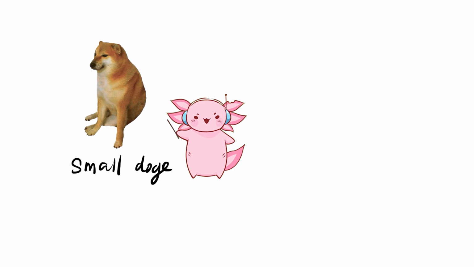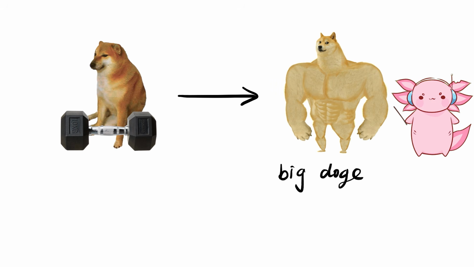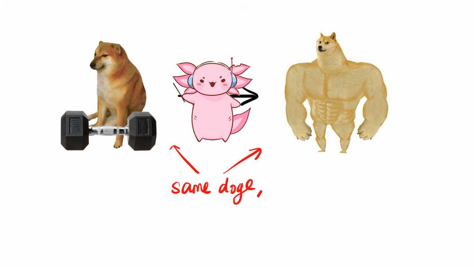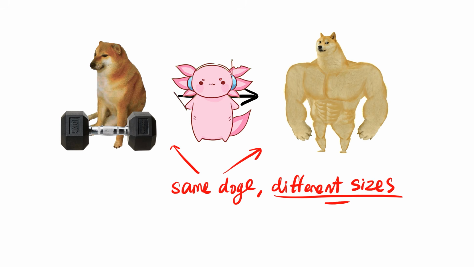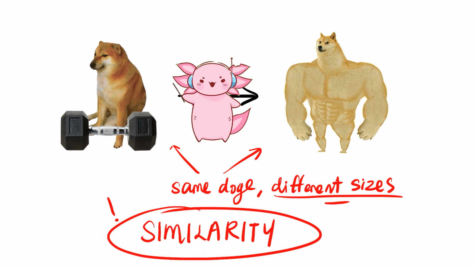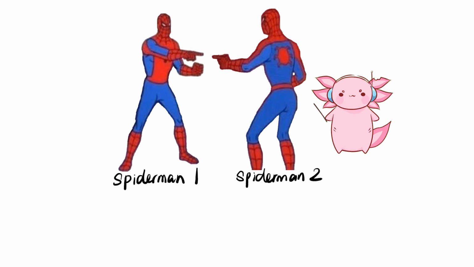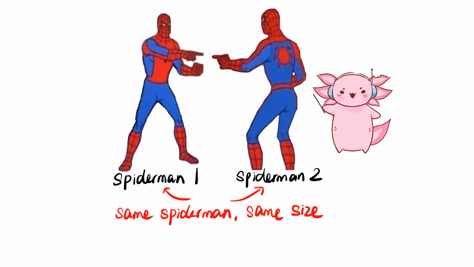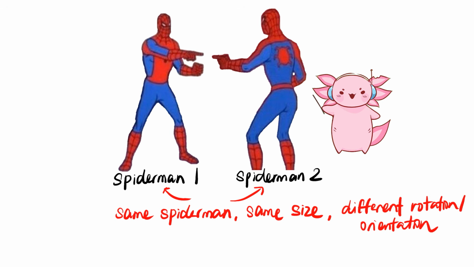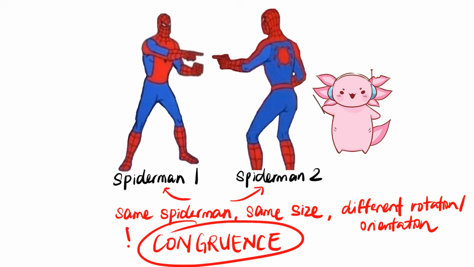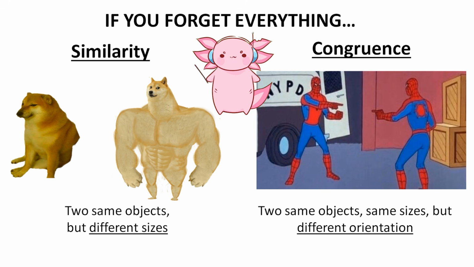Let's say we have small Doge and small Doge goes to the gym and becomes big Doge. You can kind of see that they're the same Doge but different sizes. So this idea is actually called similarity. Now imagine we have a Spider-Man over here and he clones himself to create another one. They are the same Spider-Man, same size but just in a different rotation or orientation. This idea is called congruence. If you forget everything, you just have to remember these two memes over here.